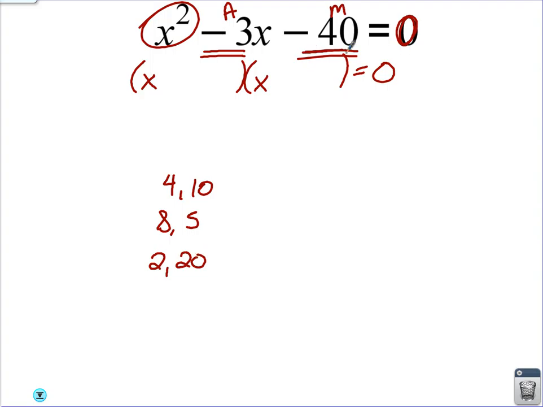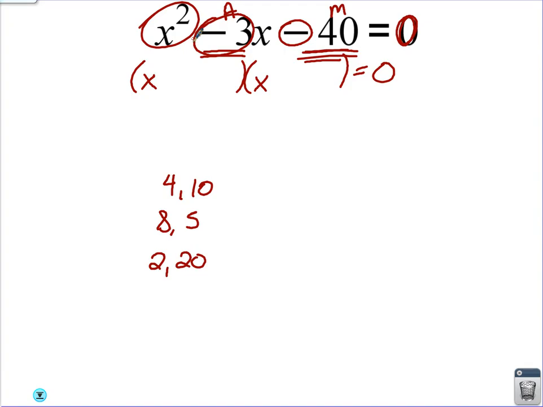So if we're looking for two numbers that multiply to give me negative 40, doesn't that mean that one of these has to be negative, one of them has to be positive? Right? So keep in mind, in my list, it's either negative 4 and positive 10 or negative 10 and positive 4. Negative 8 and positive 5 or negative 5 and positive 8, and so same thing down here. Now, these two numbers must add to give me negative 3.